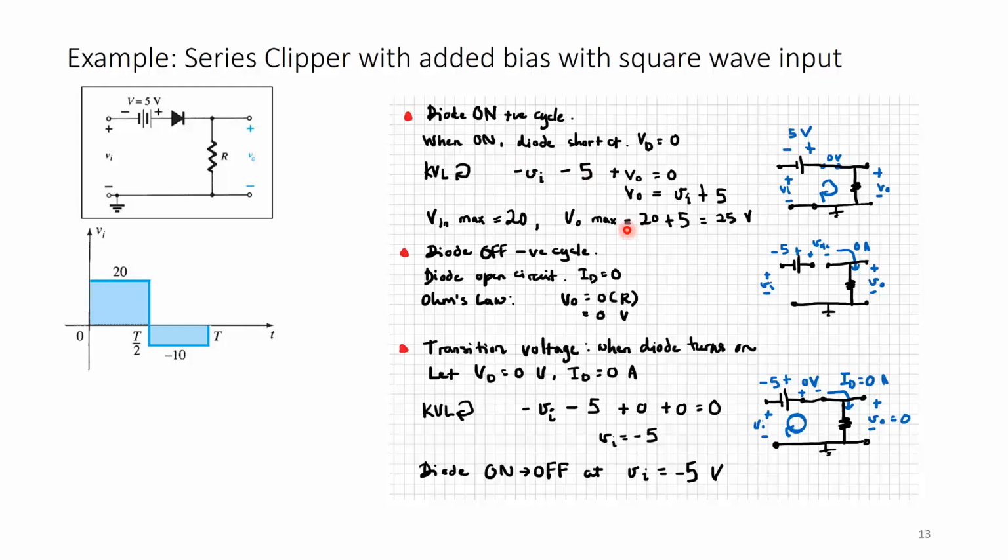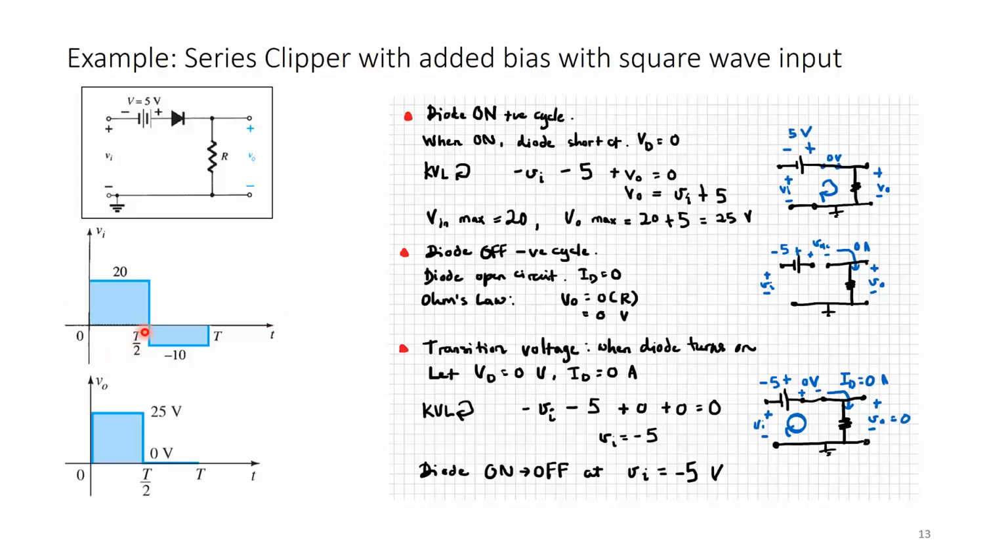So all the way I can imagine that my V out will also always be 25 volts. And then when it turns off, in the negative cycle, which is this one here, my V out is going to be 0 volts. So when the diode is on, it's going to be 25. When it's off, it's going to be 0 volt. And the transition voltage here says that it will occur at negative 5, but you can't actually see it at the period here because it goes to negative 5 at T/2.